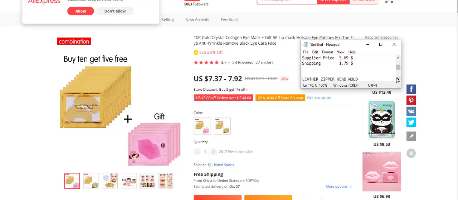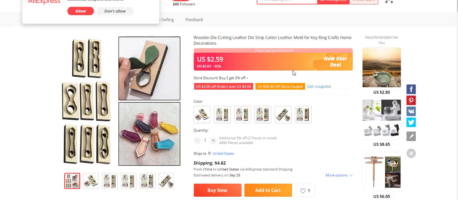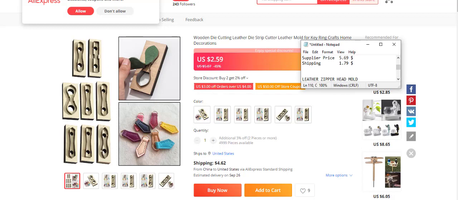The next product for today is leather zipper held mode. I don't know what it is. This product is under the wooden die cutting leather die stripper cut mode for key ring craft home. The profit margin is $18.10, so it has a high profit margin. You can sell it for $24.99.